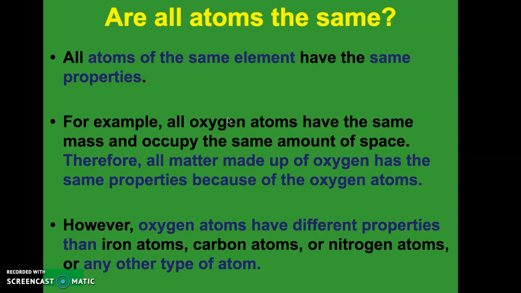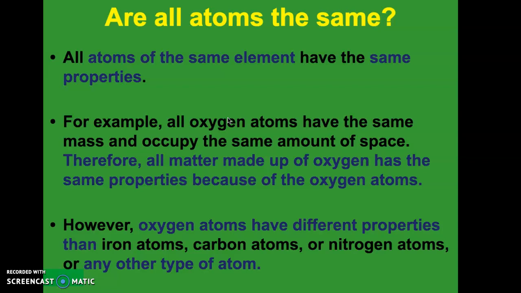Properties are how an atom or element will react with one another. So are they very reactive? Are they going to explode? What do they commonly bind with? How electronegative are they? What kind of bonds do they make? Those are all properties. So if I have two oxygen atoms, they're going to act the same. They're going to look the same. They'll look like clones.